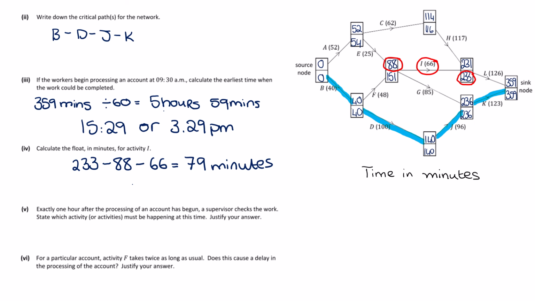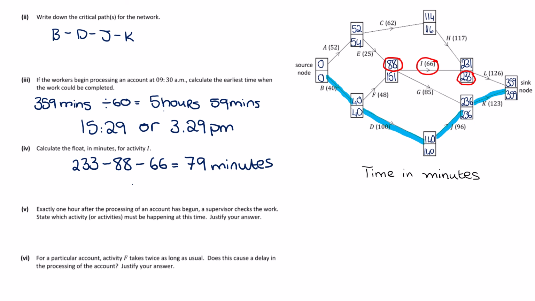It can be a nice quick way to check if an activity could be critical if the early and late times for the finishing are the same, but it's not enough to calculate float. So just be so careful. Exactly 1 hour after processing of an account has begun, the supervisor checks the work. State which activity or activities must be happening at this time.